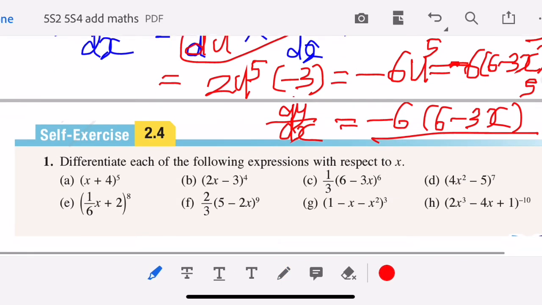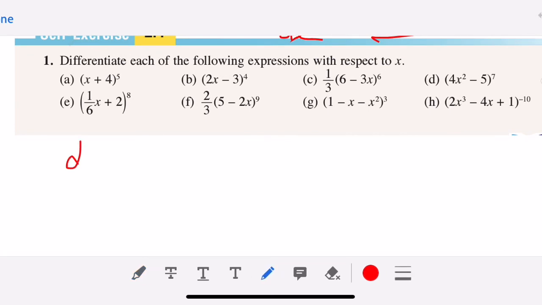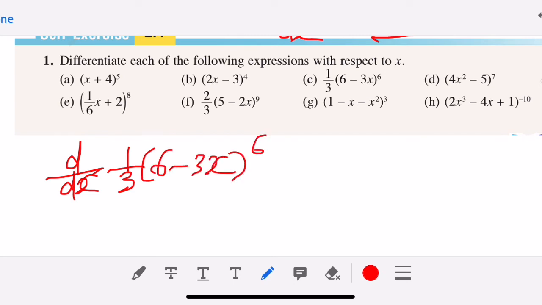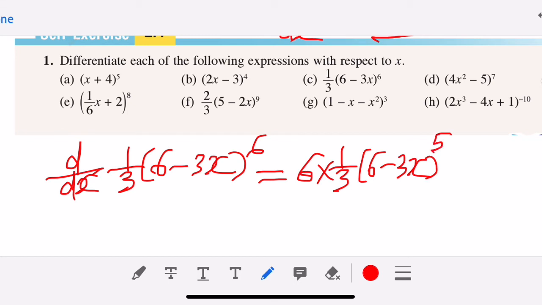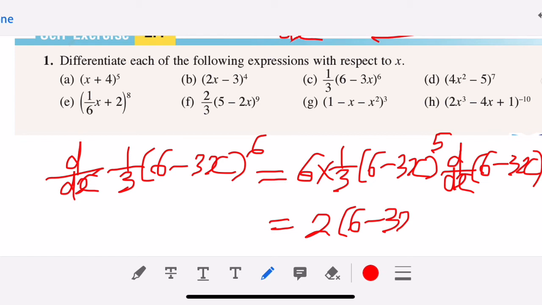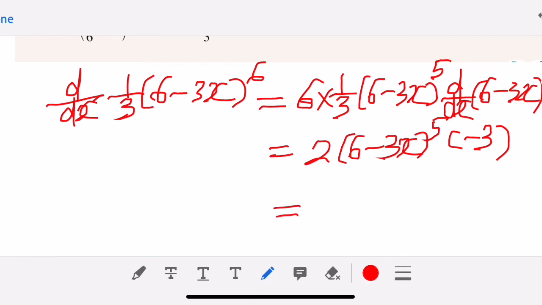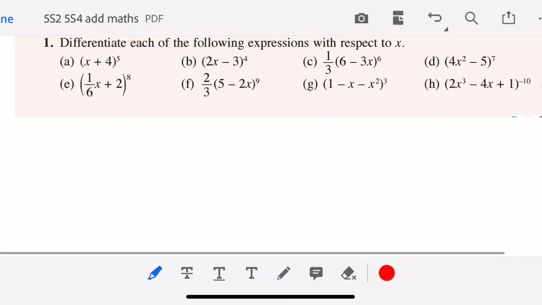Now you can also use a shortcut. Let's say I want to differentiate this one: 1 over 3 times (6 - 3x)^6. I can do it like this: 6 times 1 over 3, then (6 - 3x) to the power of 6 minus 1, which is 5. And don't forget, you have to differentiate 6 minus 3x. So after you simplify, you get the same answer, but you can do it very, very fast. The answer is negative 6 times (6 - 3x)^5.